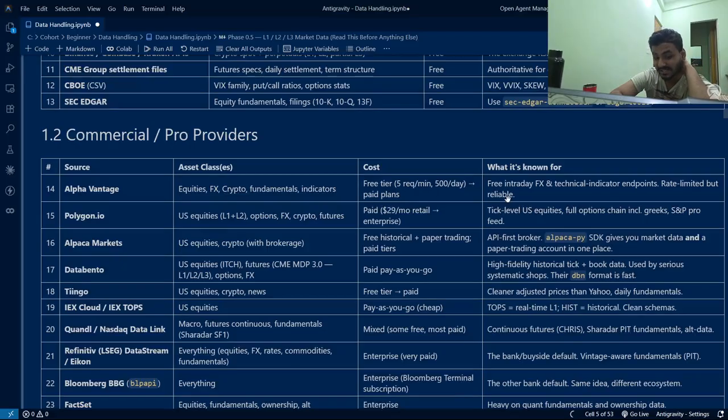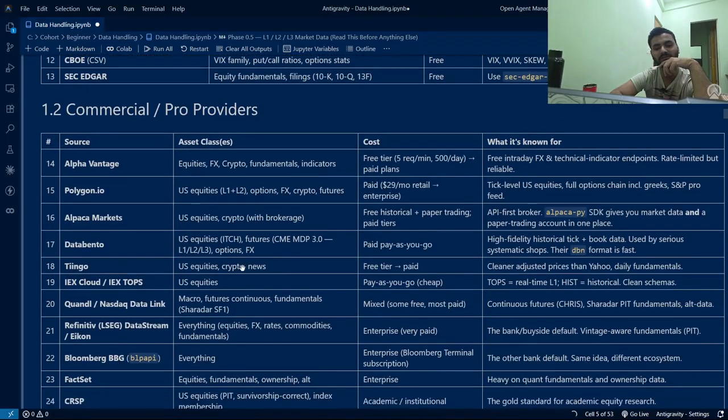Then Polygon: US equities L1 and L2, options, FX, crypto, futures. Cost, it's costly. Alpaca is there, US equity, crypto with brokerage. It will help you with free historical plus paper trading. Paid tiers are there. And then you've got Databento. Databento is good for US equity, futures L1, L2, L3, options, FX. It's like pay as you go.